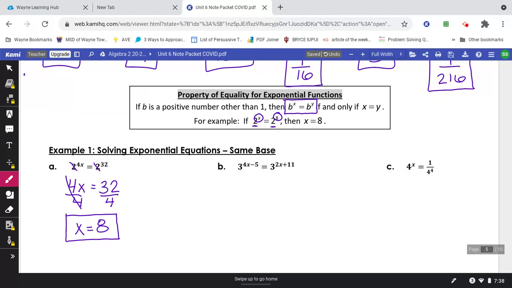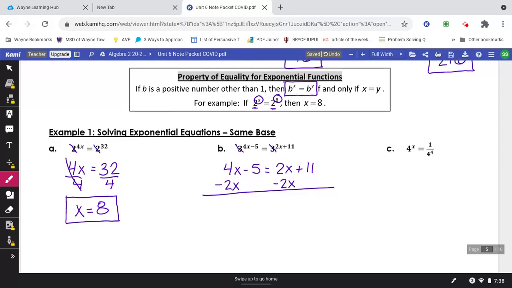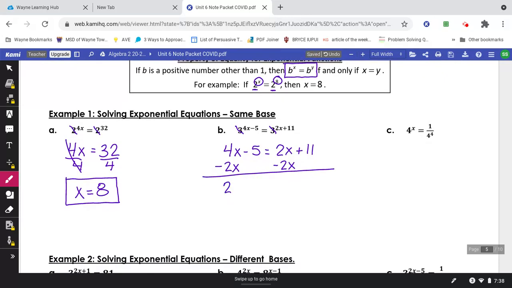All right, part B. The 3's here are going to cancel. And we bring down the exponents, and we set them equal to each other. From here, you'll solve the equation. I'm going to subtract 2x from both sides, getting me 2x minus 5 equals 11.